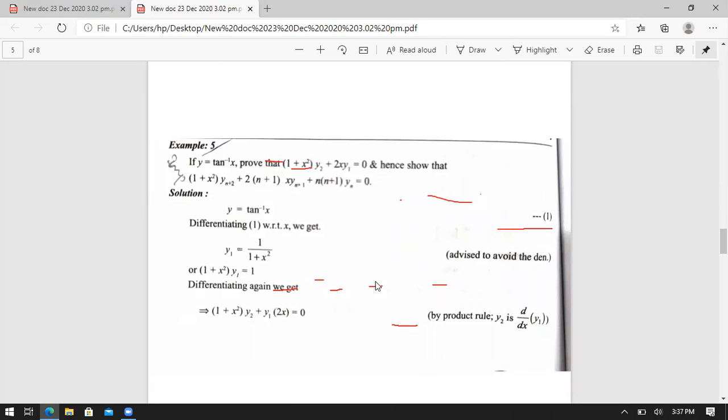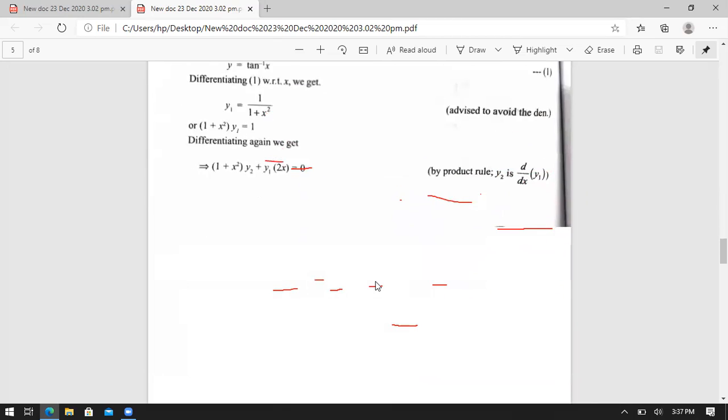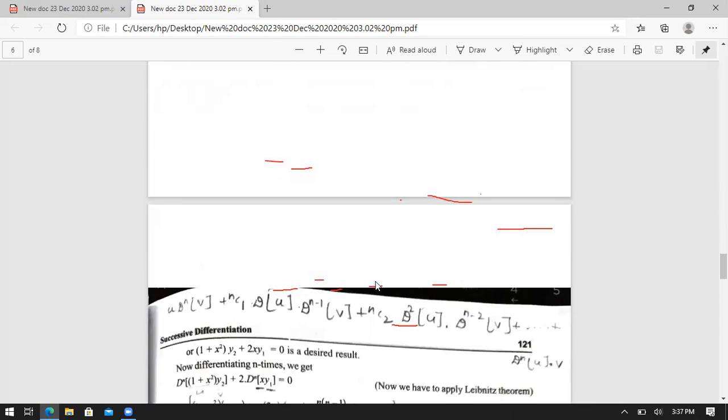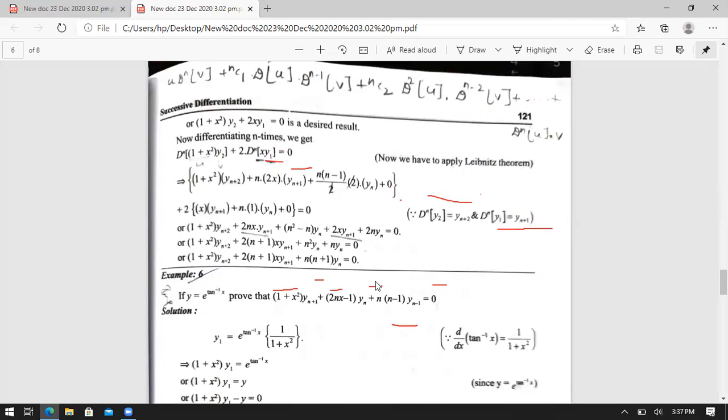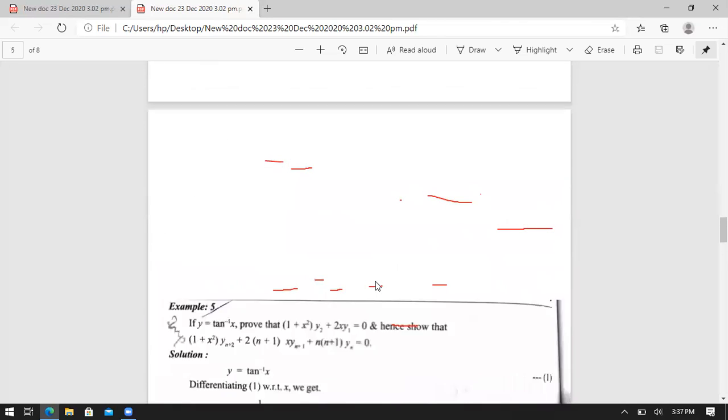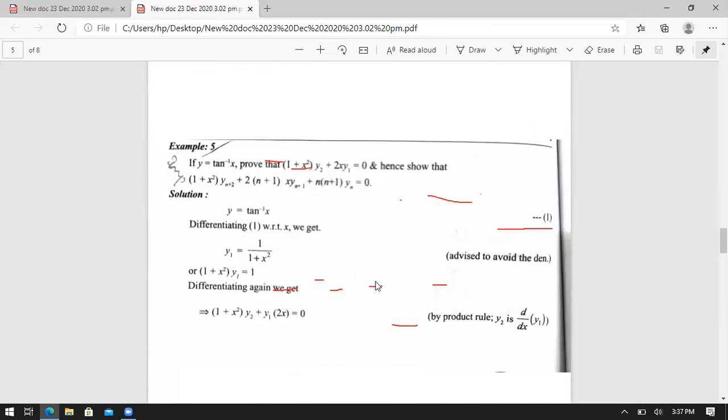Next question is there. Next one, see here. This next question is important, means in your annual exam, your senior batch was asked this one in the previous exam. If y is equal to tan inverse of x, then prove that 1 plus x square y2 plus 2x y1 is equal to 0 and hence show that, means that is the 1 minute.